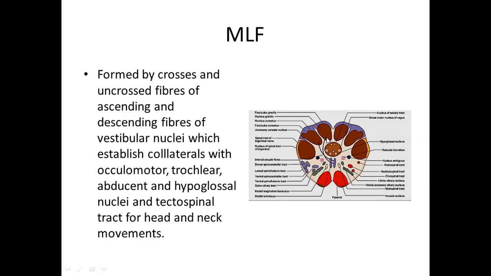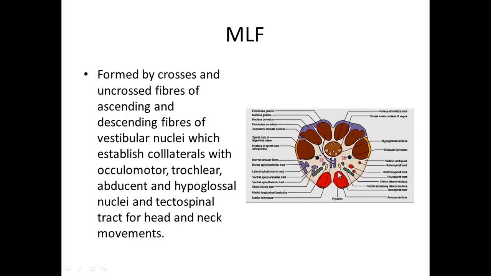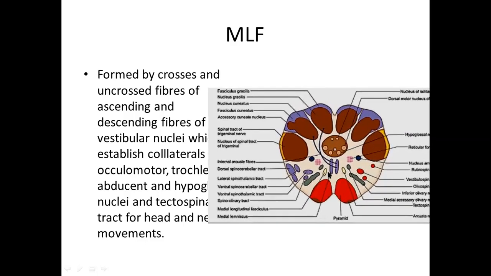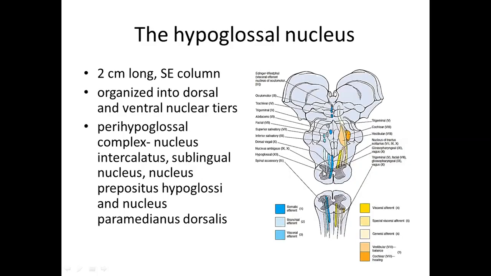So these are the collaterals formed by the ascending and descending fibers of the vestibular nuclei, establishing connection with the oculomotor nuclei, trochlear nuclei, abducent nuclei, all controlling the movement of the eyes, the hypoglossal nuclei controlling the movement of the tongue muscles, and the tectospinal tract for the head and neck movements, right? So over here, you can have a better look. This one is the medial longitudinal fasciculus.